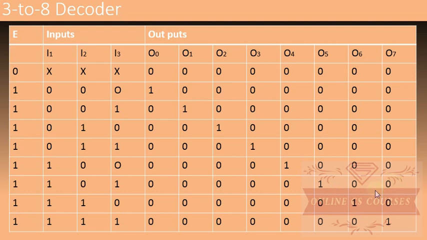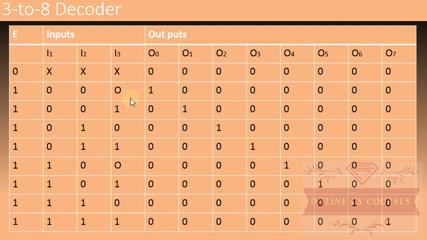O7 will be 0. So if we have the inputs combination 1 1 0, so we will have O0 0, O1 0, O2 0, O3 0, O4 0, O5 0, O6 will be 1 and O7 will be 0. If we have all the inputs 1 1 1, तीनों inputs हमारे पास 1 है, so O0, O1, O2, O3, O4, O5, O6 all will be 0 and O7 will be 1.